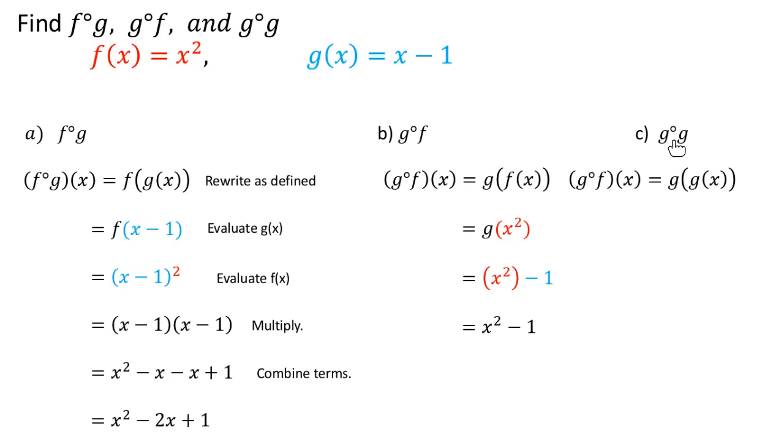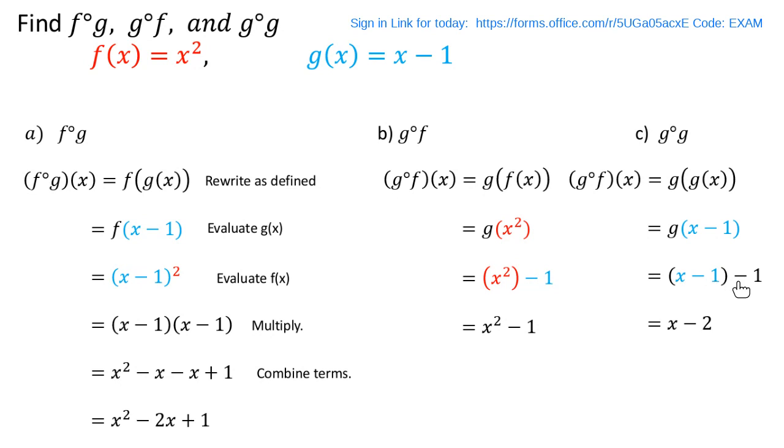For g composed with g, this should be a g here. So we're going to have g composed of g of x. And so we're going to plug in x minus 1 for g, which is x minus 1 minus 1. So we end up with x minus 2.